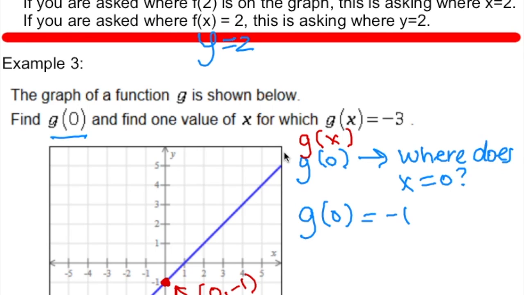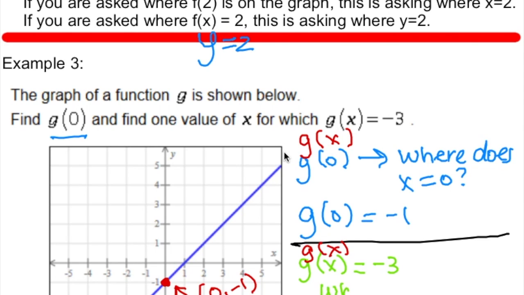So we are also asked on this problem to take a look at g of x equals -3. So for g of x equals -3, it's important for us to remember that f of x or g of x is interchangeable with y. So this problem is really asking, where are you on the graph when y is equal to -3.